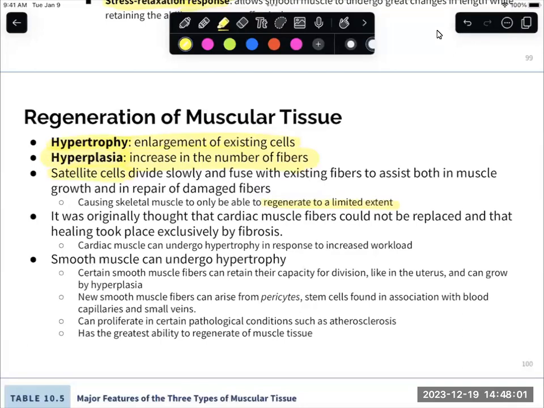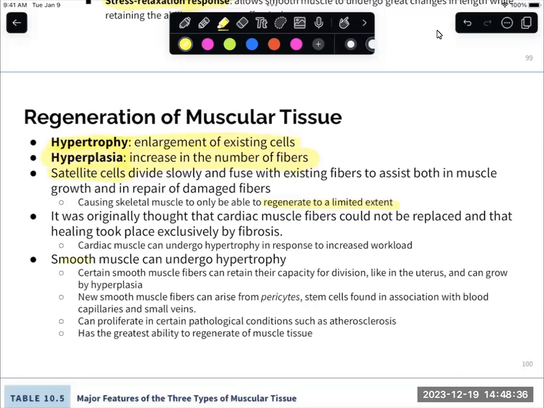It was originally thought that cardiac muscle could not be replaced, so the healing that took place was exclusively fibrosis, that fibrotic tissue. But cardiac muscle can undergo hypertrophy. That tissue can get enlarged. Those satellite cells can be released from skeletal muscle into the bloodstream and go to the heart to try to help replace the tissues in there. It's kind of cool.